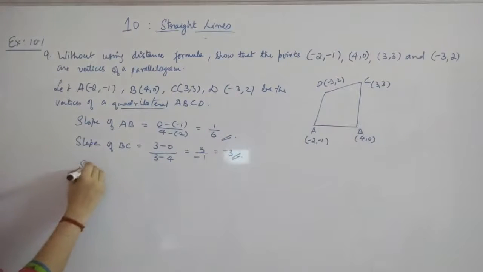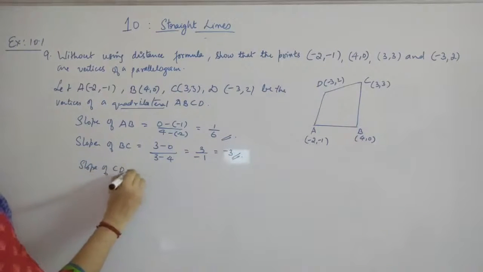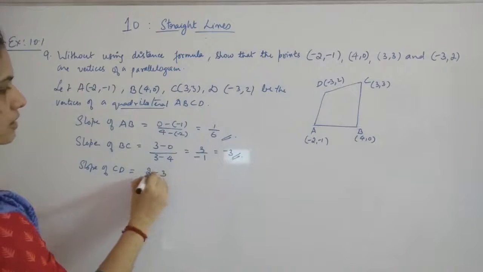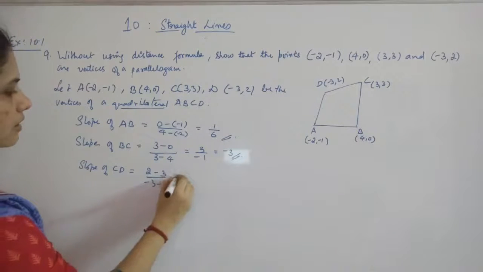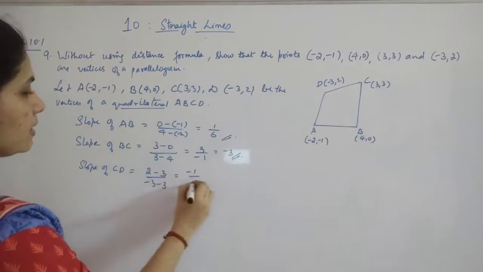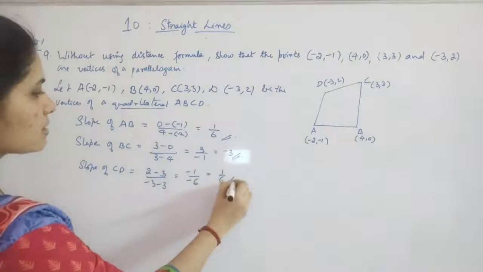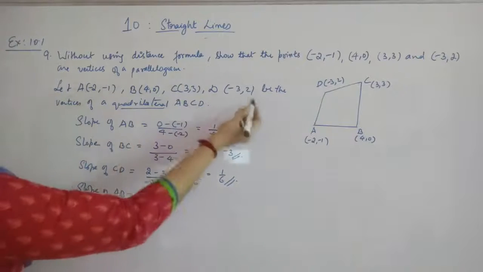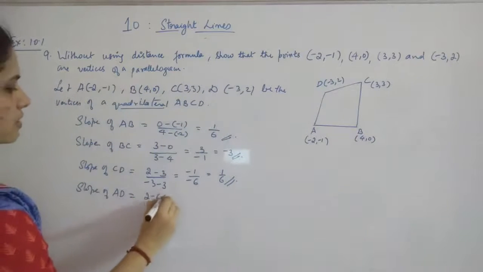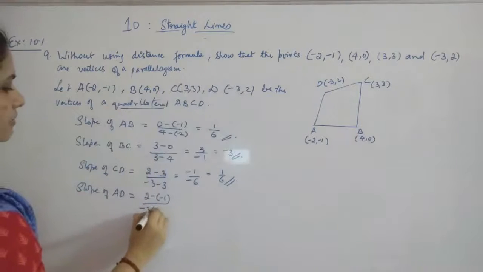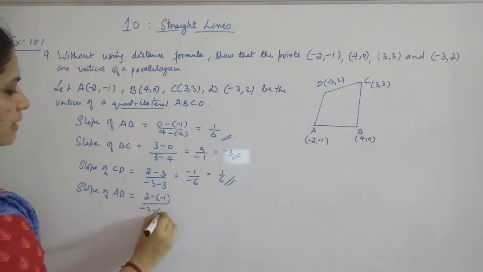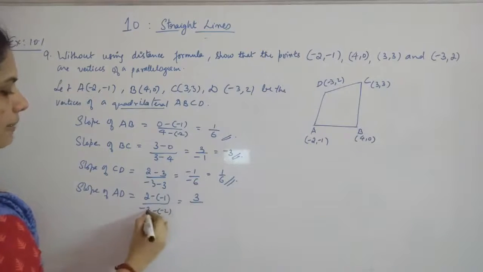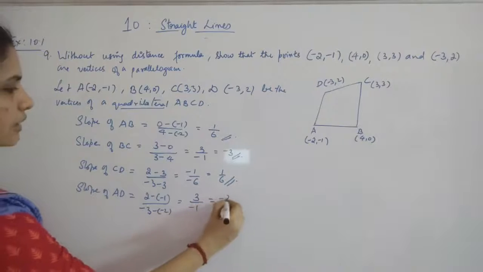Okay. The slope of CD or DC is equal to 2 minus 3 by -3 minus 3, which is equal to -1 by -6, which is 1 by 6. And the slope of AD is equal to 2 minus of -1 by -3 minus of -2. So it is 2 plus 1, 3 divided by -3 plus 2 will give you -1, which is -3.